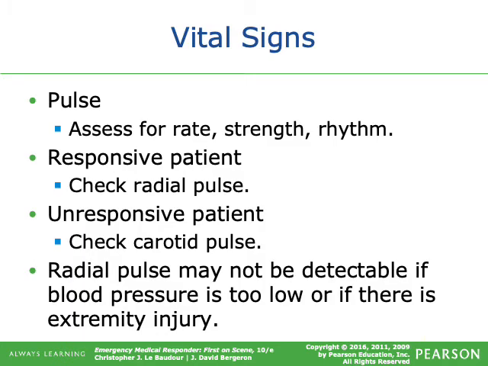Now, when we're checking vital signs and checking the pulse, we're assessing for rate, strength, and rhythm. This is commonly referred to as rate, rhythm, and quality. Quality being the strength. All right, so if you've got a responsive patient that's sitting up talking to you, we're going to check the radial pulse. If you've got an unresponsive patient, you're always going to go for the carotid pulse, and in certain situations, maybe the femoral pulse. A radial pulse may not be detectable if the blood pressure is too low or if there's an extremity injury. Just keep that in mind. If you don't feel a radial pulse, just go to a central pulse such as the carotid.